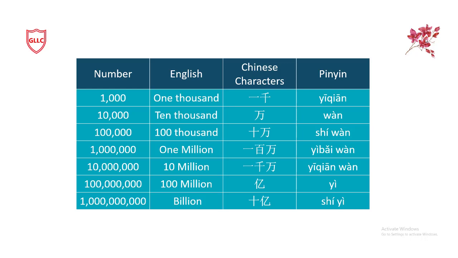Okay, next, 100 million we say yīyì. And if we're gonna say a billion, that would be shíyì. Shíyì, so that means a billion.